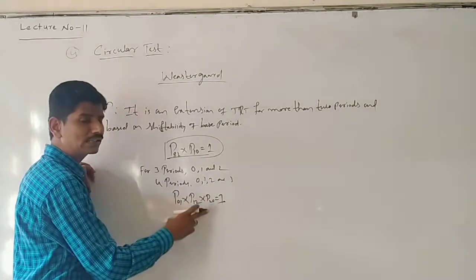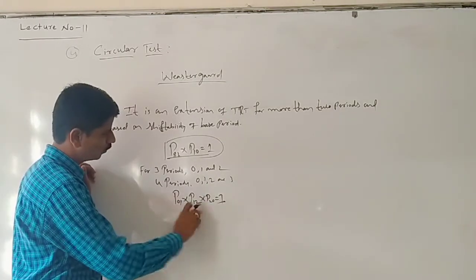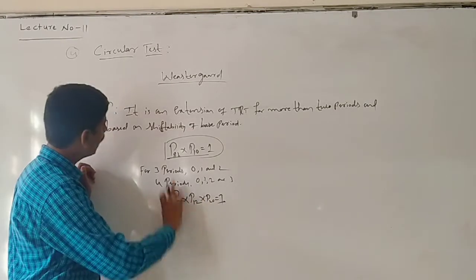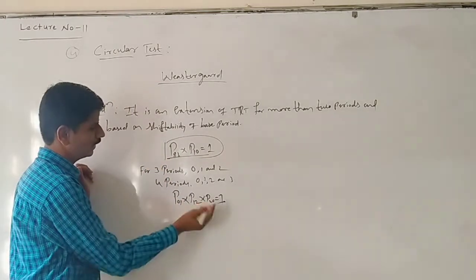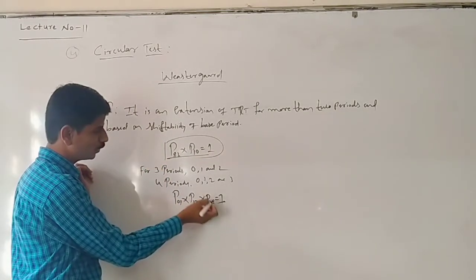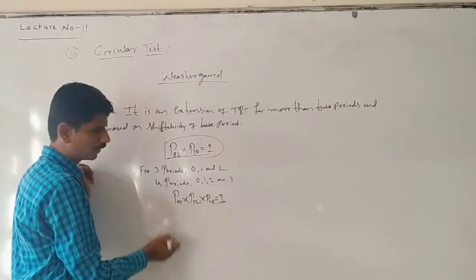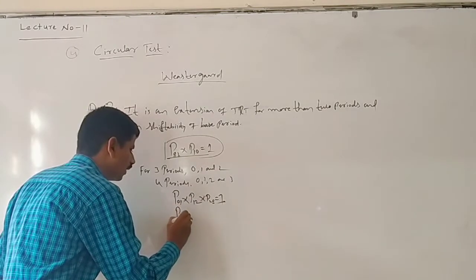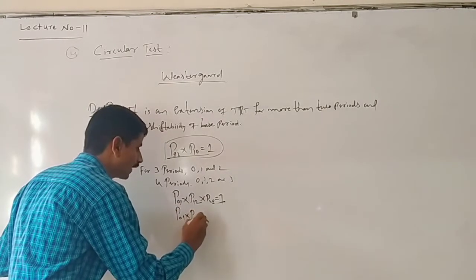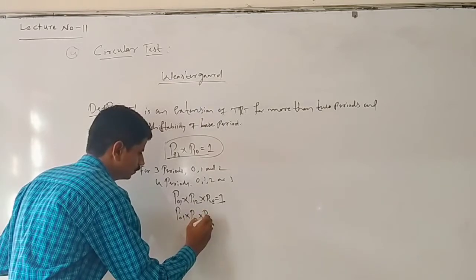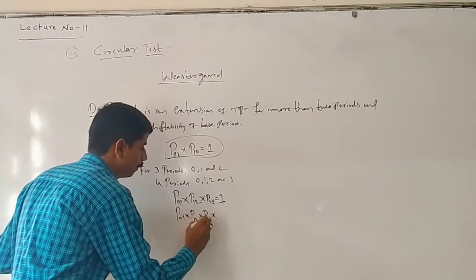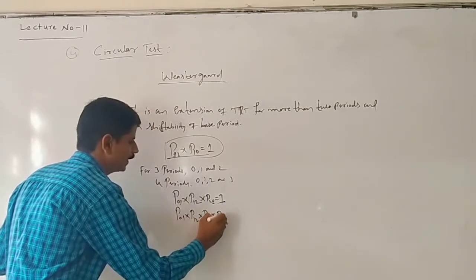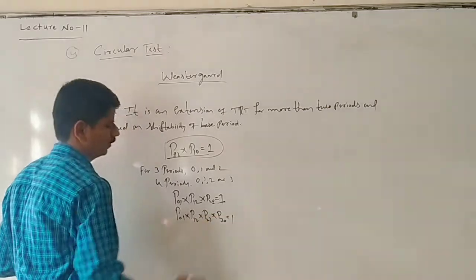Here suppose the periods are 3. Here P01, next P12, again P20, and it is based on shiftability of the base period. Here shiftability of the base period means the last year 0 must compulsorily come. Suppose the periods are 4, that is P01 into P12 into P23 into P30, and it is based on shiftability of the base period, that is P30 equal to 1.